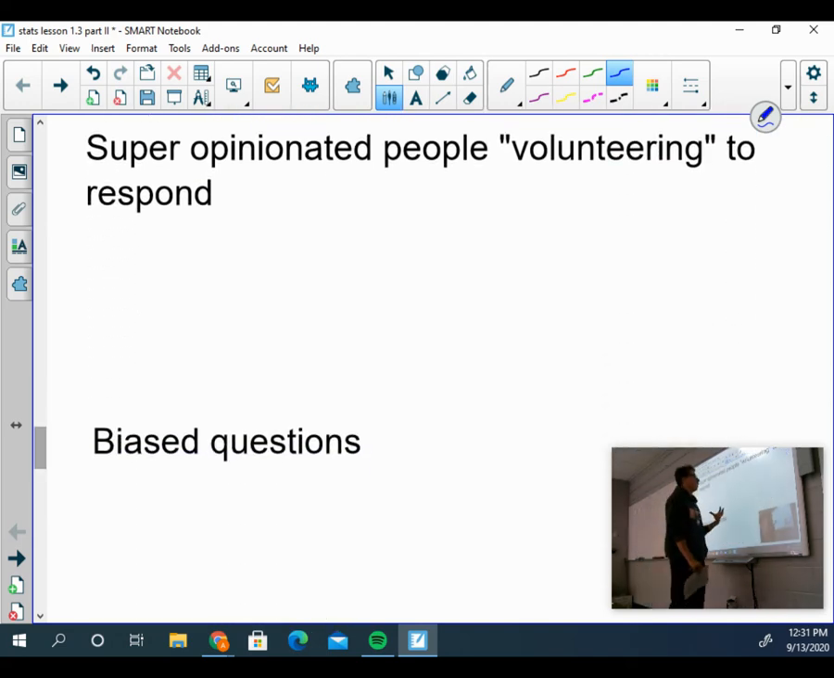Super opinionated people volunteering to respond. Think of radio shows. The example I'll give you is in Colorado, there was a radio show that asked, should grazing fees for use of public lands be increased? In other words, they wanted to charge the ranchers more money to allow their cattle and their livestock to graze on public lands. And the resounding response was 85% of people who called in said no. But did this mean that 85% of people in Colorado didn't want the grazing fees to be increased? Absolutely not. It's not an accurate representation.